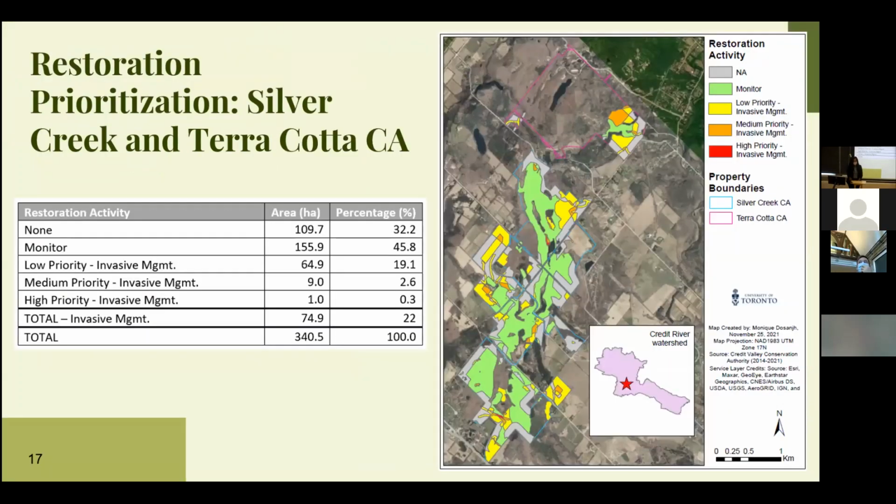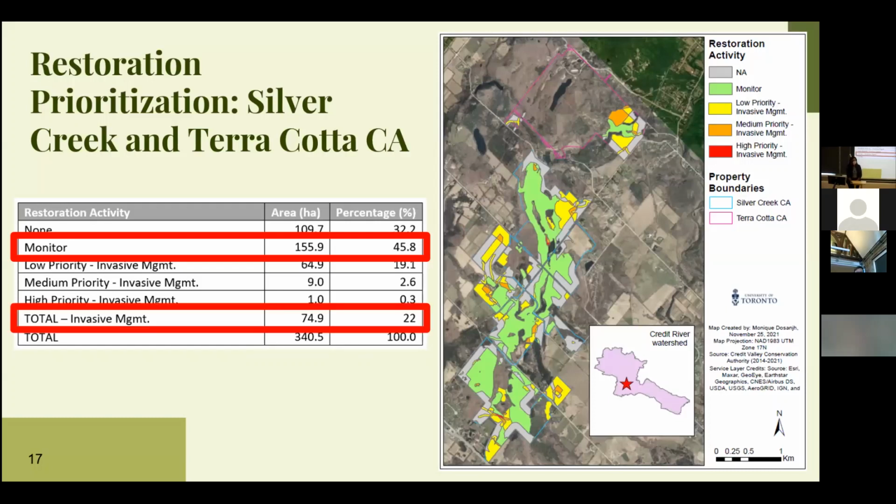Now moving into the actual maps that show the restoration prioritization, we're going to start off with Silver Creek and Terracotta Conservation Area. On this map, you can see that there's a lot of green. This indicates that it's in the monitor category, which means it has ecological value, but it doesn't have any of those 7 invasive plants. We can see that the percentage is 45.8%, which is certainly quite significant. Next, if we look at the invasive management area, that's the yellow, orange, or red, it's about 22%. So 22% of this conservation area is in need of invasive plant management.